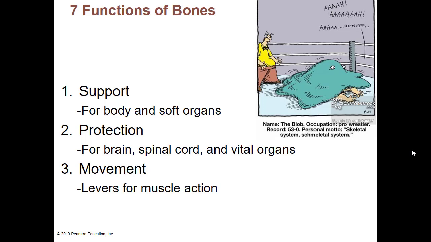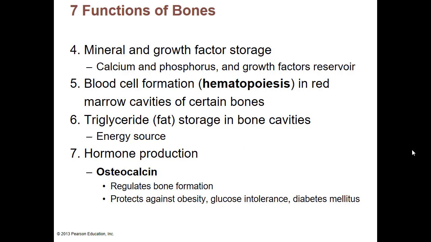We use it for movement. They are levers. Our muscles have to attach to something, and then we use those bones to move all around. We use it for mineral and growth factor storage. We can store calcium there, we can store phosphorus there, we can store lots of stuff there. We can use it for making blood because our red blood cells are made in our spongy bone. So blood cell formation: poiesis means making, heme means blood, making of blood. We can use it for fat storage because the yellow marrow part of the bone found in the medullary cavity is all adipose tissue. And for some other hormones.